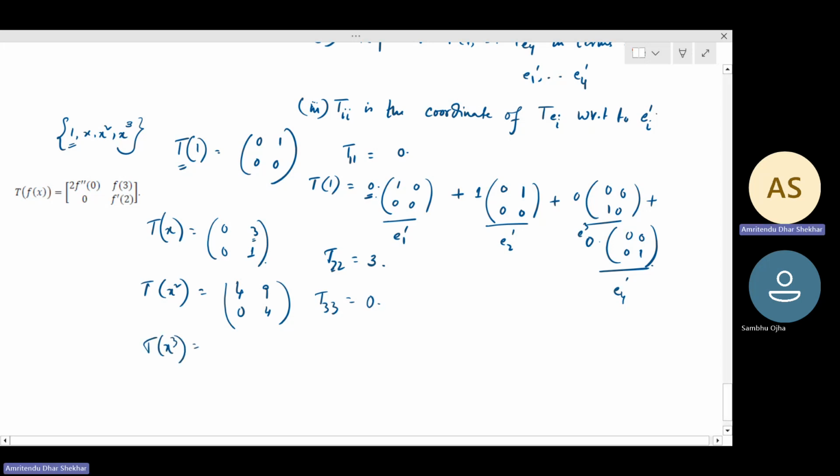Similarly, Tx cube, so this is going to be equal to 0, 0. Then f of 3 is going to be 3 cube, which is 27. And f dash 2 is going to be 3x squared evaluated at 2. So that's going to be equal to 12. Okay. So T44 is going to be equal to 12.